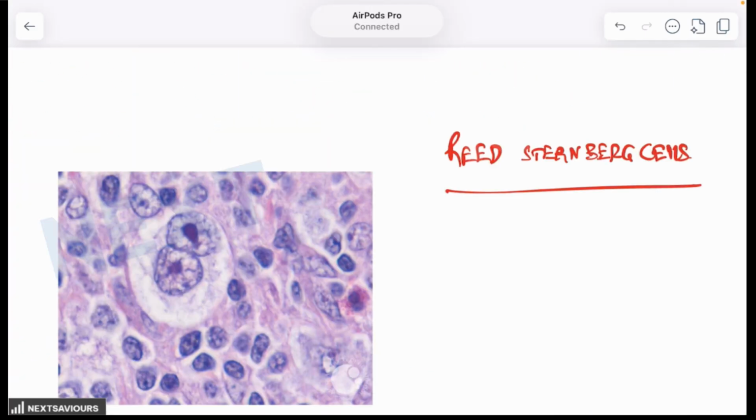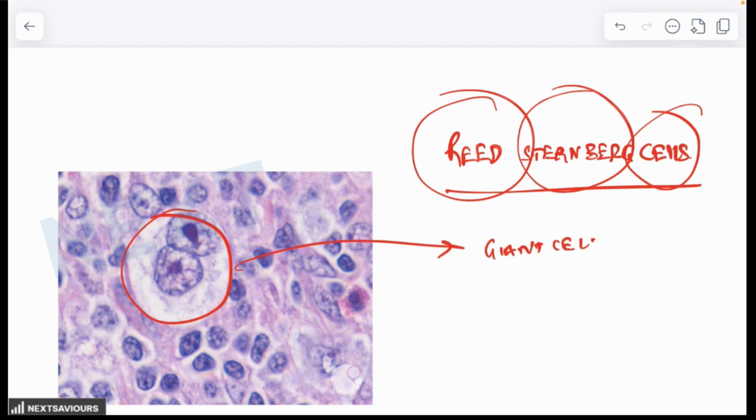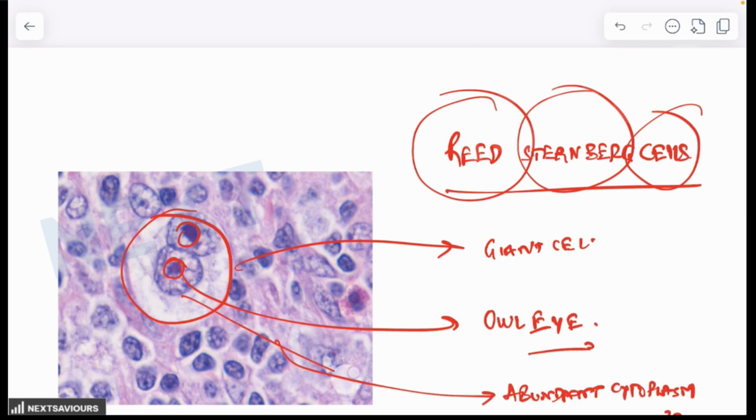Now, if you compare the one that we have seen, that is popcorn cells, with the classical Reed-Sternberg cells, then here there is a presence of large binucleated or multinucleated giant cells. Each nucleus has a prominent eosinophilic nucleolus, which is giving it an appearance of an owl eye. And there is a presence of abundant cytoplasm, which is often surrounded by a reactive inflammatory background consisting of lymphocytes, eosinophils, and plasma cells.